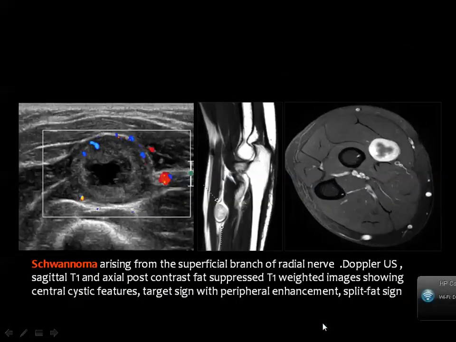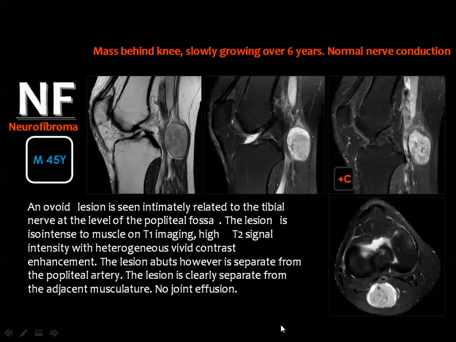And here you see this schwannoma with a split fat sign and also the target sign in the forearm. You see the central low signal and the peripheral high signal intensity.